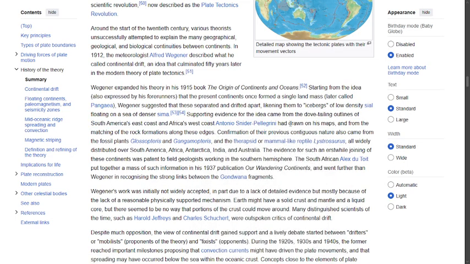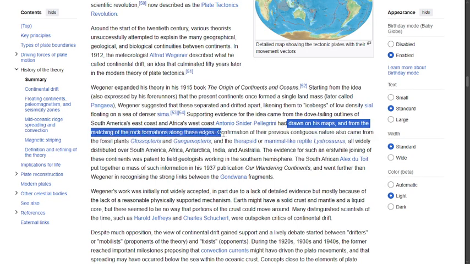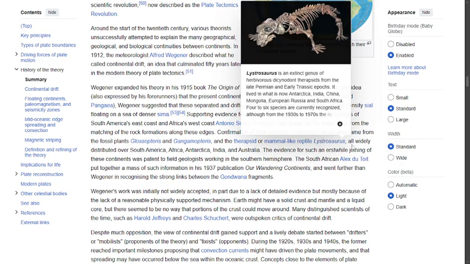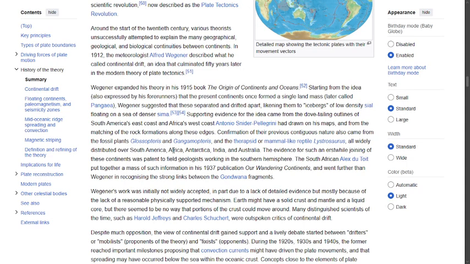Antonio, this guy, had drawn on his maps, and from matching of rock formations along the edges, confirmation of their previous contiguous nature also came from fossil plants. Yeah, nice. This is what they teach you, I think, in GCSE geography, maybe A level. No, I think it was GCSE. All distributed across South. Nice. So all these previously connected areas.